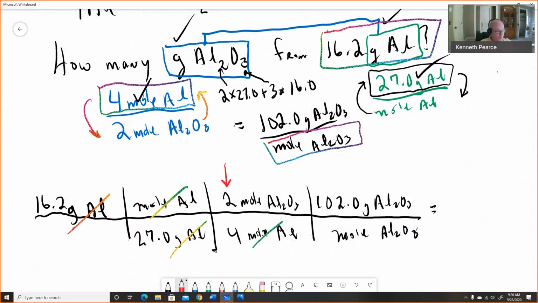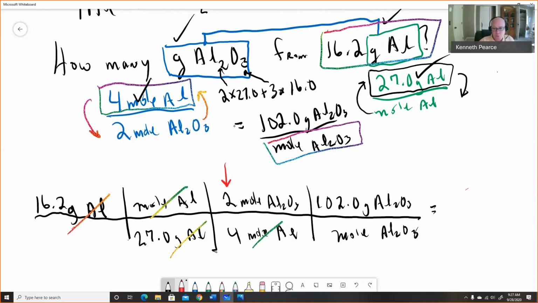Now we can go ahead and put this in our calculator. And we go 16.2. We multiply everything on the top times 2. And then we divide by everything on the bottom in parentheses. So we go divide 16.2 times 2 times 102 divided by parentheses 27 times 4 close parentheses, and I get 30.6 grams.